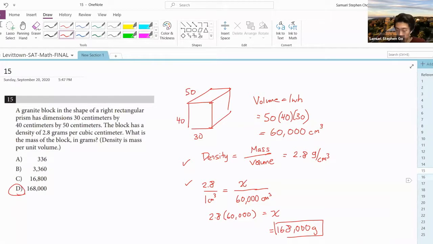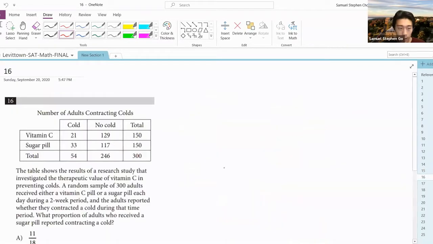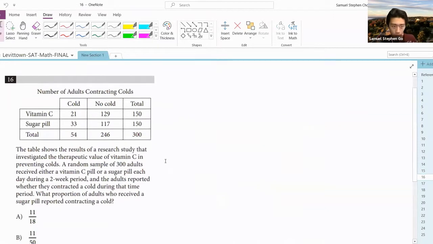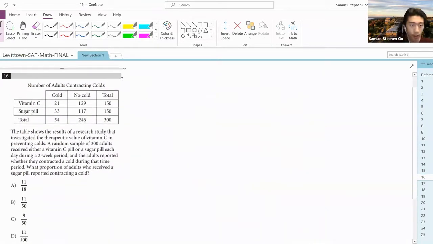Cool. Yeah, this might be a concept you guys have seen in maybe chemistry, or probably just chemistry, right, bro? Yeah. Chemistry. All right, let's go to number 16. Number 16. I'm going to zoom out just a bit.